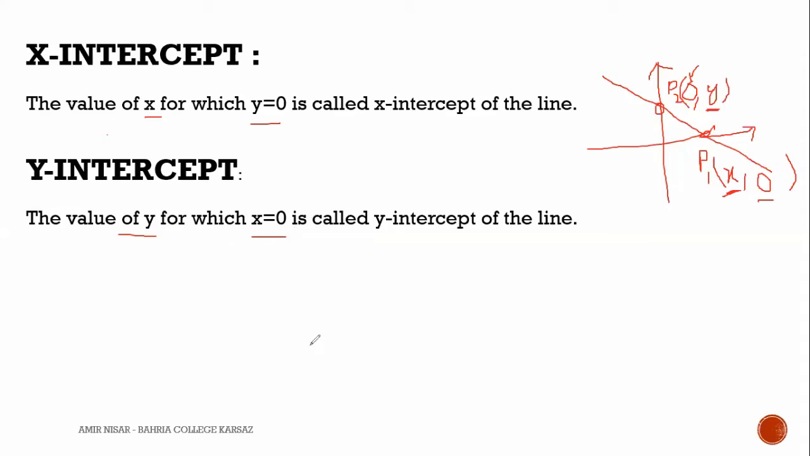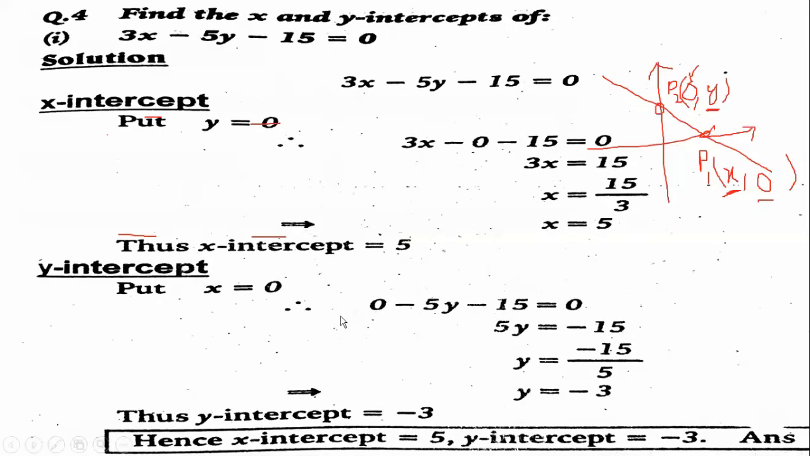Now we are moving on to the next slide to see the solution of the question that involves x-intercept and y-intercept. So I am taking the pen right now. All understand this question carefully. Working is very simple. The question says find the x and y intercept. We have to find the x and y intercept of this straight line. We are given a straight line 3x minus 5y minus 15 is equal to 0.